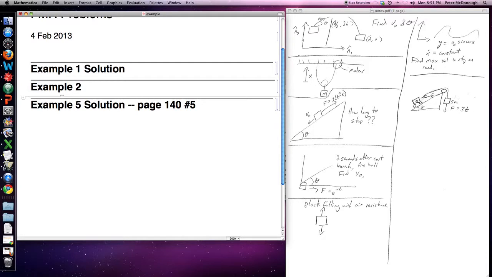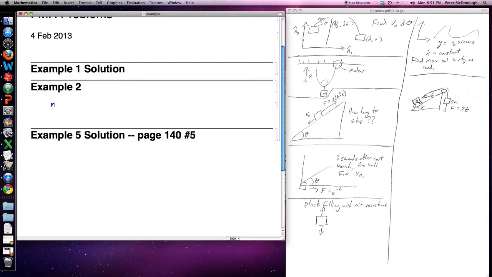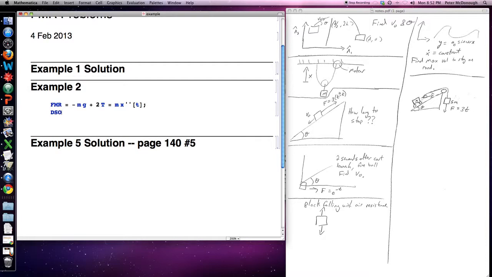So let's develop a force-motion relationship. I've got mg pulling downwards, so I'll make the downwards direction negative, and in fact I've defined positive x as going upwards. So minus mg plus 2T, since I get a tension for each side of this pulley, is equal to m x double dot of t.